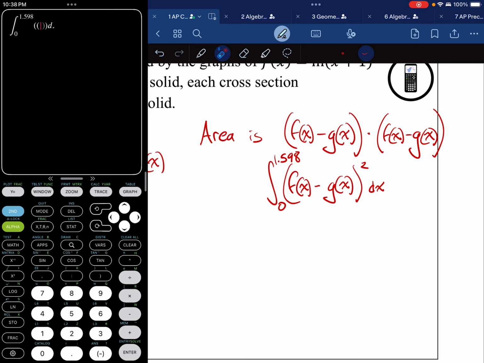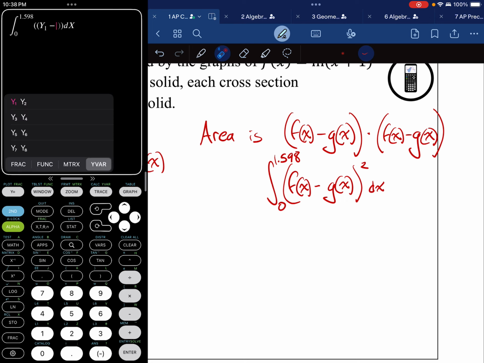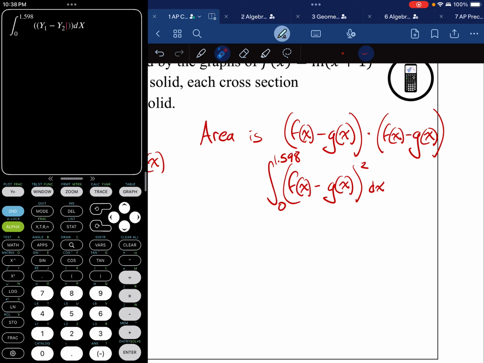And then I'm going to say it's going to be the quantity of, so I'm starting extra parentheses. I'm going to say alpha trace y1 minus alpha trace, I'm going to scroll over here to y2 and hit enter. And then I'm going to end the parentheses, and then I'm going to say that is going to be squared. And then I hit enter.